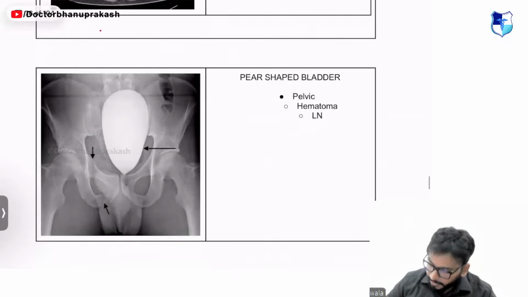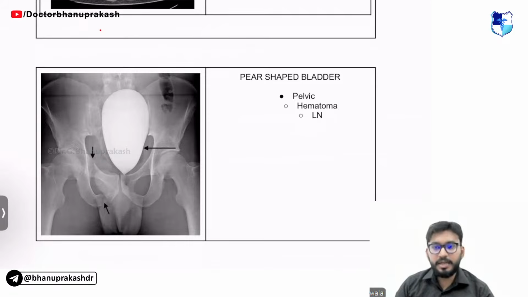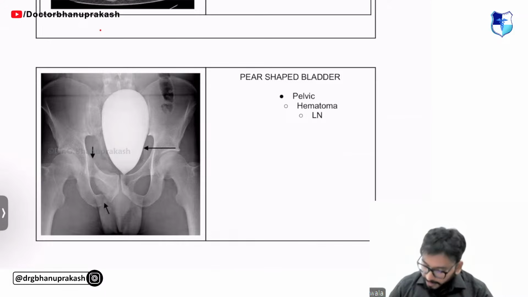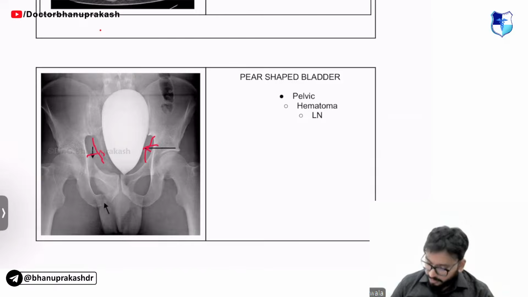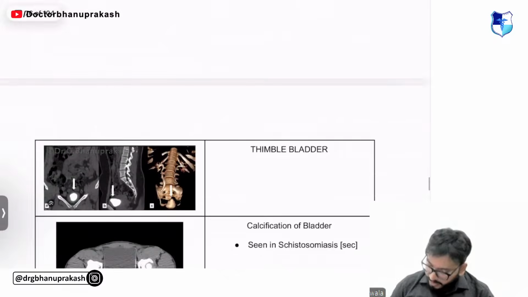Pear-shaped bladder is seen in pelvic hematoma. What happens is that there is a hematoma here, and it is compressing the urinary bladder. It has become pear-shaped, and that is all about the pear-shaped bladder, nothing more.